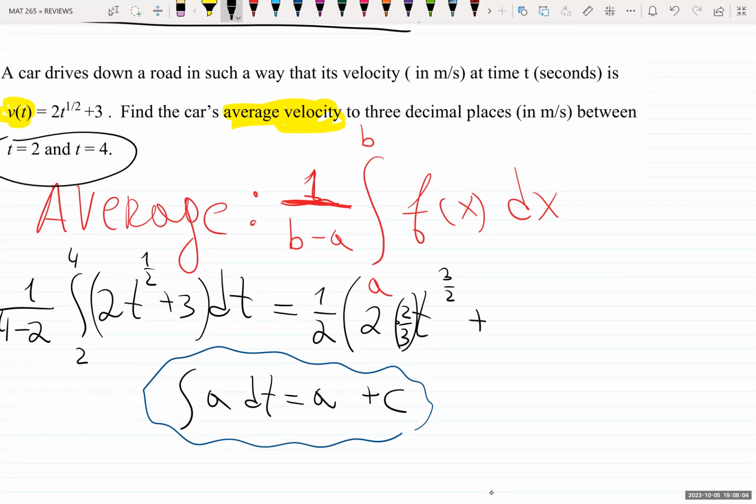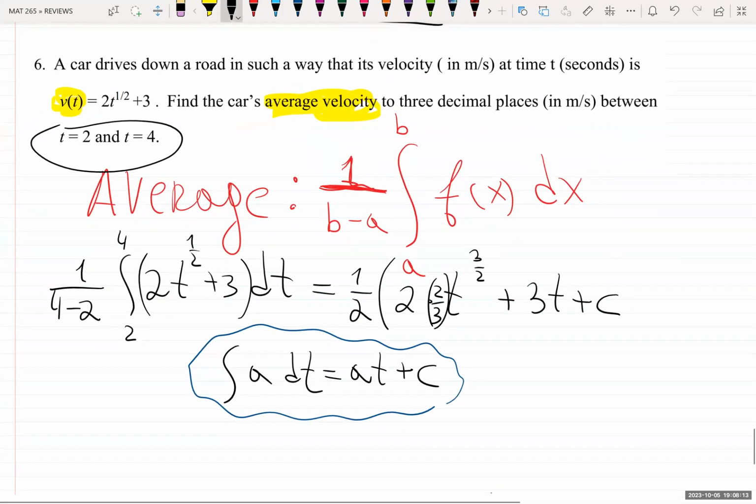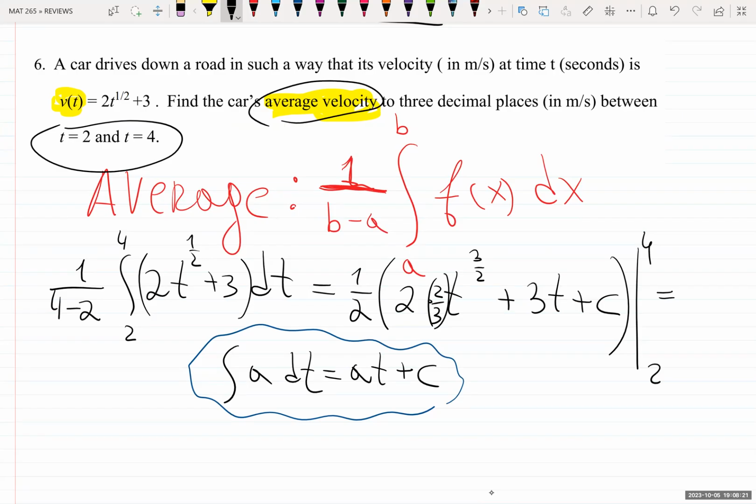The integral of 3 dt is 3 times t plus c, because the derivative of 3t is 3. Bar, that's not the answer. Bar from 2 to 4. The average velocity should be a number. So they're asking you, what was the average speed when you were driving? Average speed, that's actually cruise control.